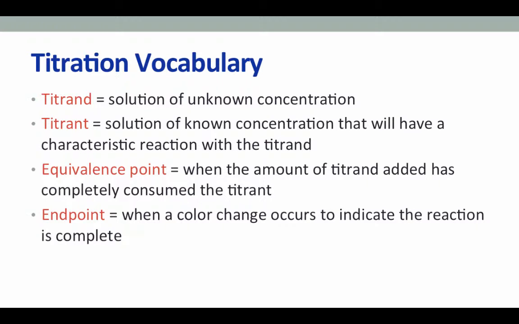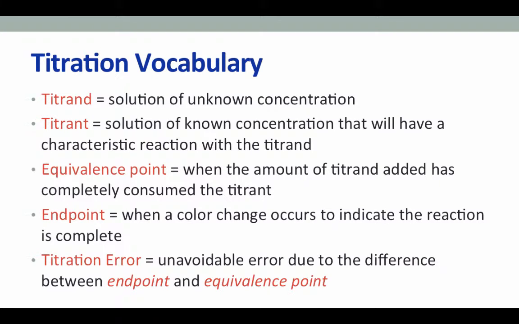Endpoint is when there is a color change that can indicate that the reaction has reached its equivalence point. At the endpoint, the titrant is typically a little bit in excess, and that is why we see the color change. Titration error is this measure of the excess of our titrant, so it is the difference between the endpoint and the equivalence point.